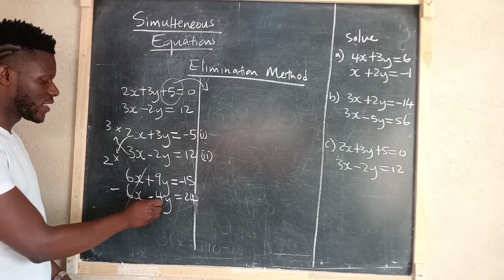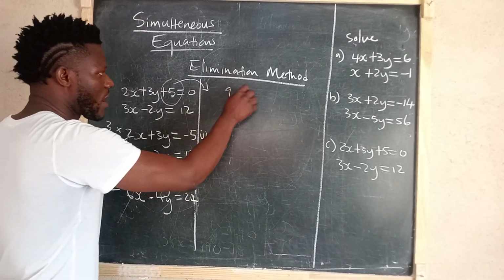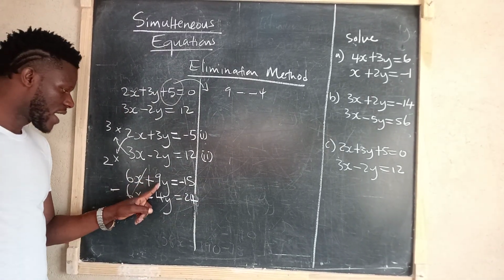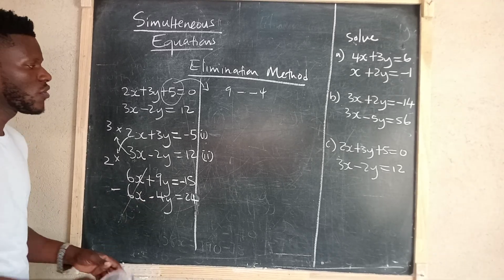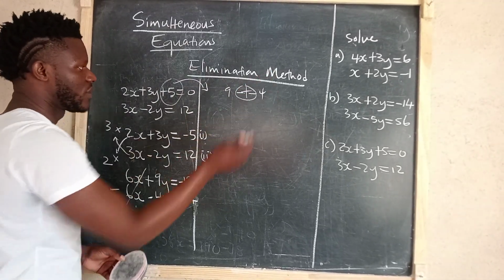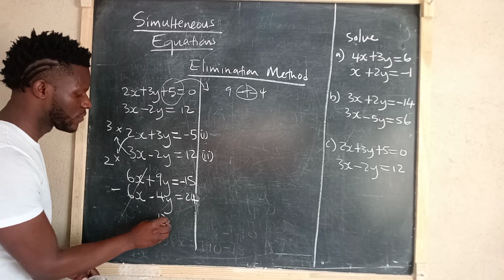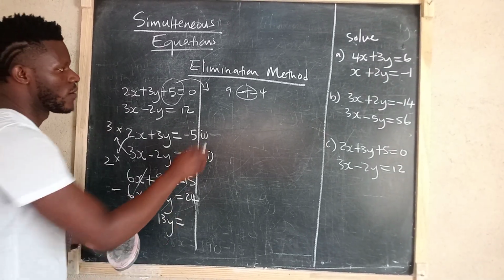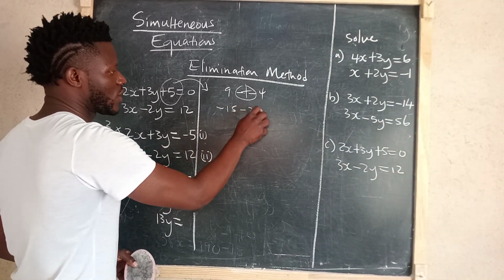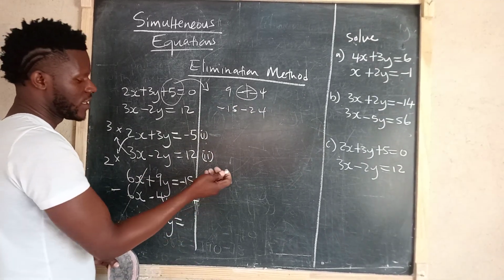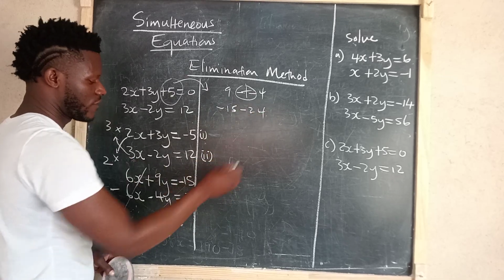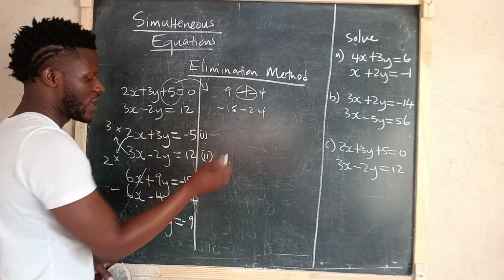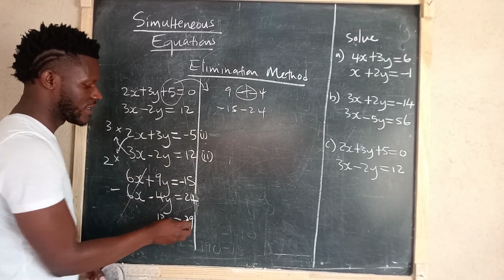9y minus minus 4y. Take note, it's 9 minus minus 4, we have double negatives here, so we are going to add, it becomes positive 13y equals minus 15 minus 24. We have minus 15 minus 24. We are going to add and get a negative: 5 plus 4 is 9, then 1 plus 2 is 3. So the answer is minus 39.